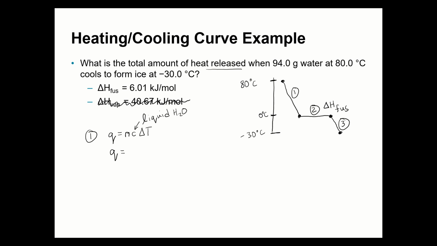So the heat for this first step is going to be equal to the mass, which they give us is 94 grams, times the specific heat of water, which is 4.184 joules per gram degrees Celsius, times the temperature change. And remember that that delta T should always be T final minus T initial.